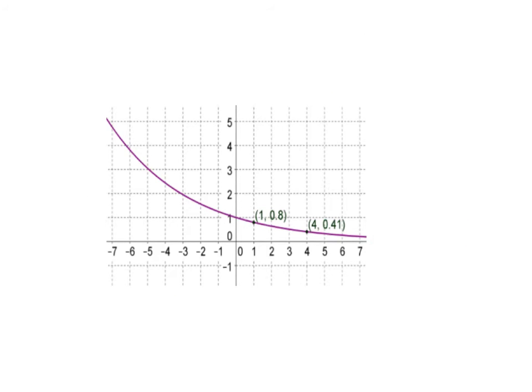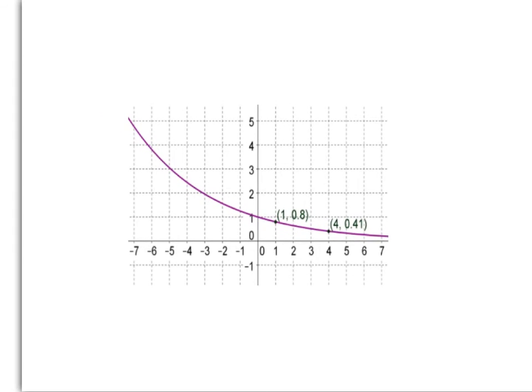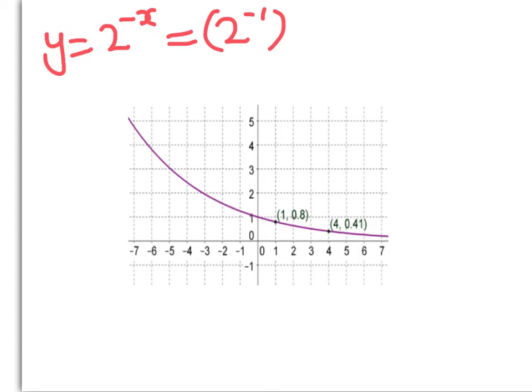Alright, now in the last slide we did this for the equation y equals 2 to the negative x. I could also have modelled that equation as, well, 2 to the negative x is the same as 2 to the negative 1 to the power of x. Now 2 to the negative 1 is 1/2 to the power of x.